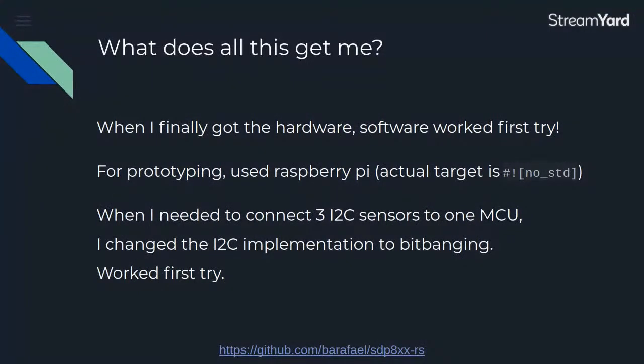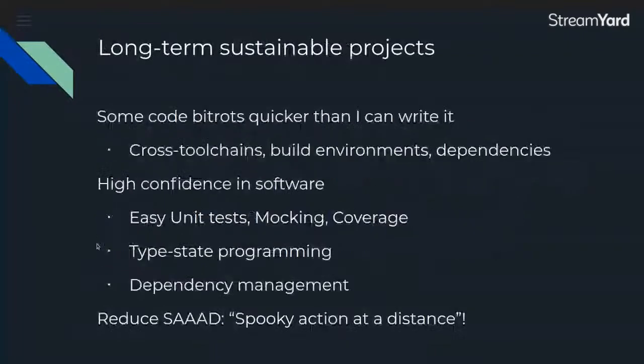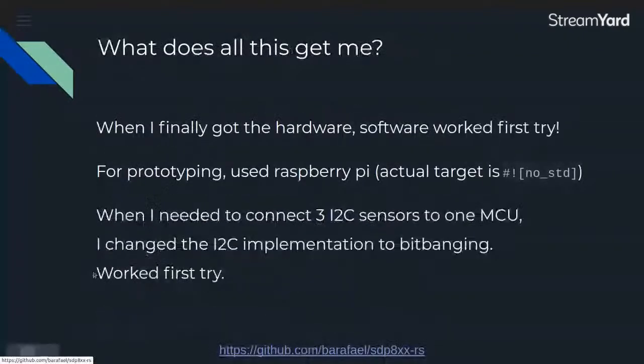And well, as I said, I used the Raspberry Pi for prototyping. That maybe also helped because it's much easier to develop with easy print lines. You can have print lines in bare metal too, but it's a little bit more involved. And as I said also before, I had 3 of these I2C sensors and I connected them to the MCU, which would have been impossible without the bit-banging implementation of I2C. And this also worked first try. And I wasn't even surprised. This is actually the even nicer part. Yeah, there's a link to the project below if you're interested and want to have a look.